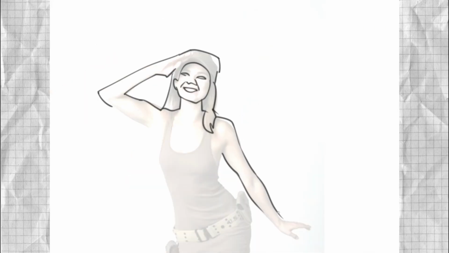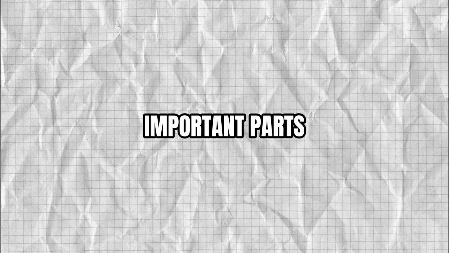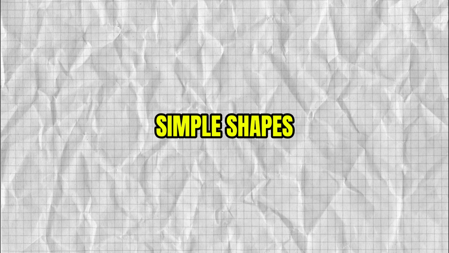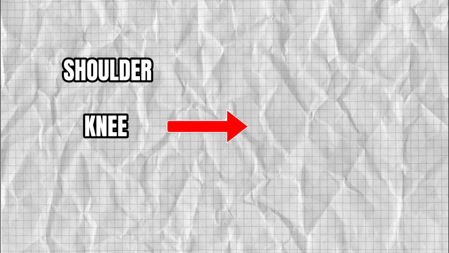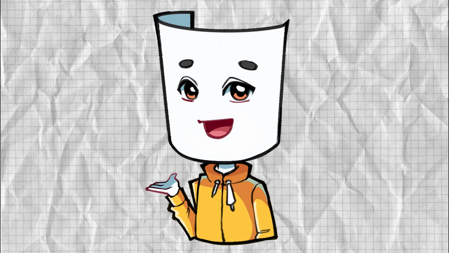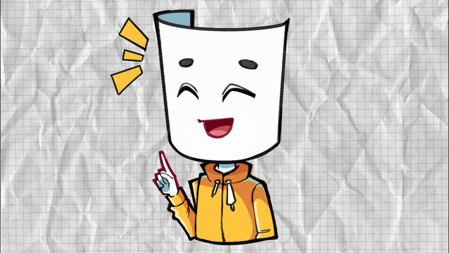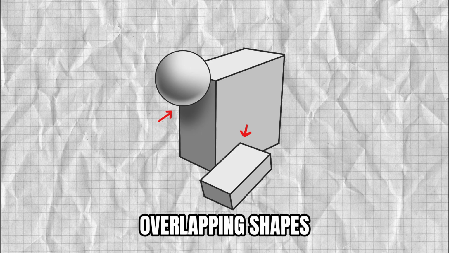But instead of just tracing the reference, for this, we only need to convert important parts of the body into simple shapes. The head, chest, and pelvis as a box, shoulders, knees, and elbows as circles, then arms, legs, and the neck as cylinders. For hands and feet, you can simply trace the form. Also, make sure to be aware of the overlapping shapes.